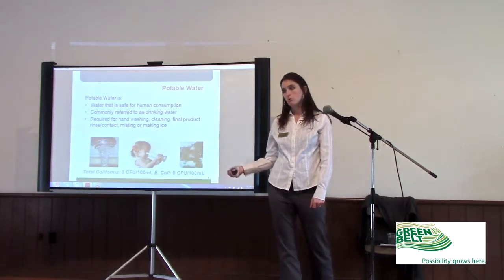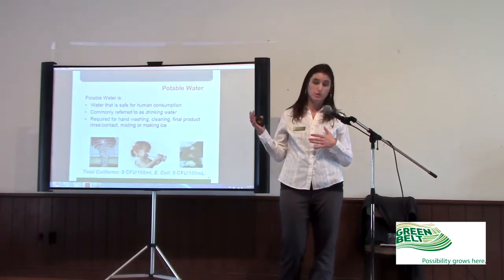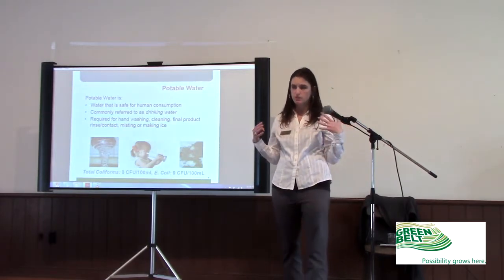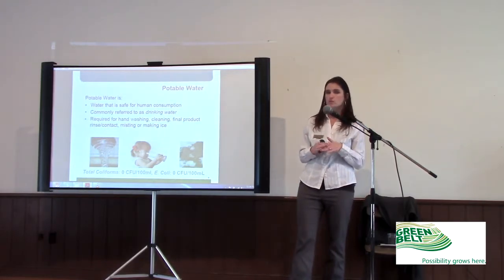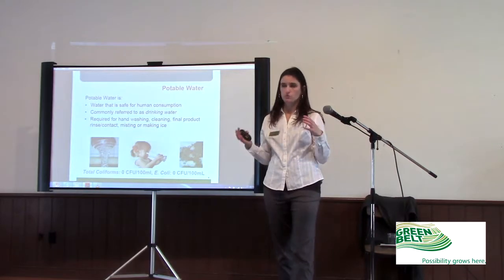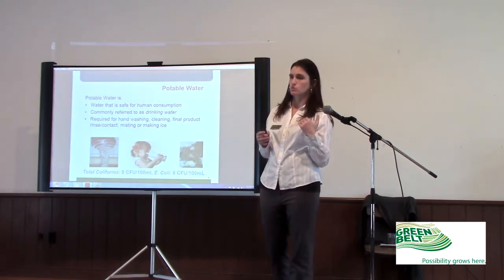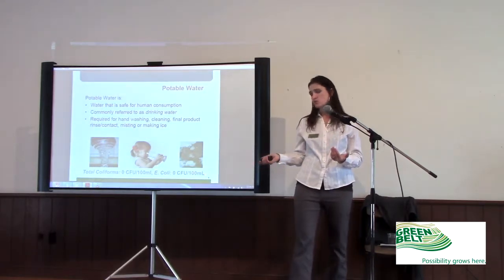So here's that potable water we talked about before. Potable water and drinking water are usually used interchangeably. It's the water that's going to be safe for consumption, so it's going to have no detectable limits for those that they're measuring for. That's the coliforms, total coliforms, and you see it there at the bottom, E. coli. This is generic E. coli.